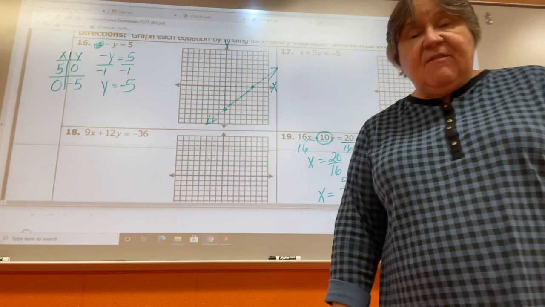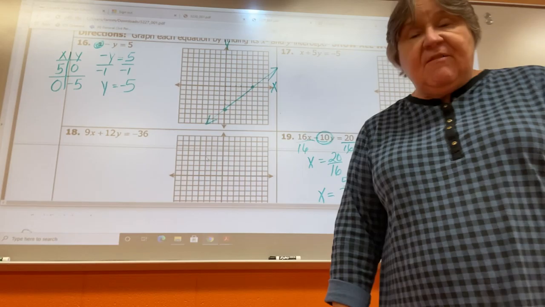But on this other one, if I let y be 0, then I have 16x equals 20. So I have to divide by 16. And x equals 20 over 16. Well, if you divide that out, I divide by 4. That's 5 over 4, which is really 1 and 1 fourth.